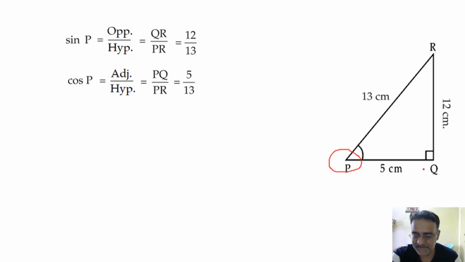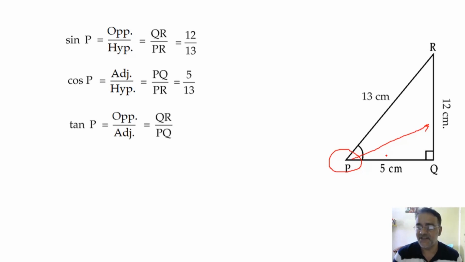Okay. Tan P. Tan is O by A. Opposite by adjacent. Which side is opposite? QR. And adjacent is PQ. So we are getting QR upon PQ. That is 12 by 5. Any doubt in this question?